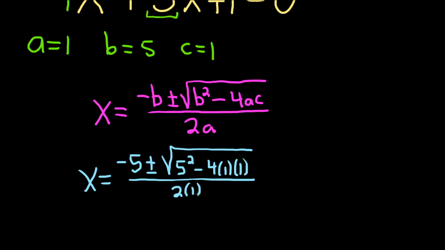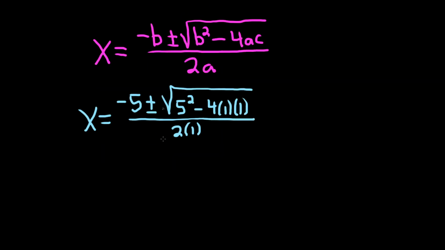I didn't skip any steps. You can skip steps, just be careful. Especially be careful if c is negative. So like if c is a negative number, you'll get negative and negative and it'll become positive. So be really careful when you have a negative value of c. It's really easy to mess up.